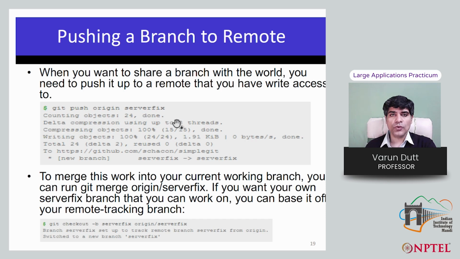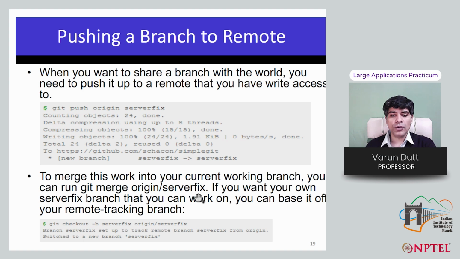There are also certain techniques for pushing the branch we have been working on to the remote repository, say on the GitHub page, which it is tracking. The local repository is tracking a remote repository. When you want to share a branch with the world, you need to push it up to a remote that you have write access to. So you will write git push origin serverfix, and as you can see, it will compress and write the objects, and it will write the serverfix branch to the remote serverfix, which is located on, say, GitHub, which it is already tracking. And to merge this work into your current working branch, you can run git merge origin/serverfix.